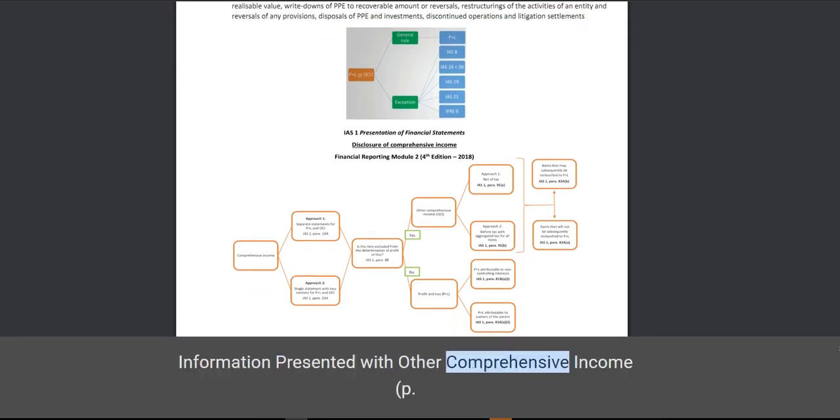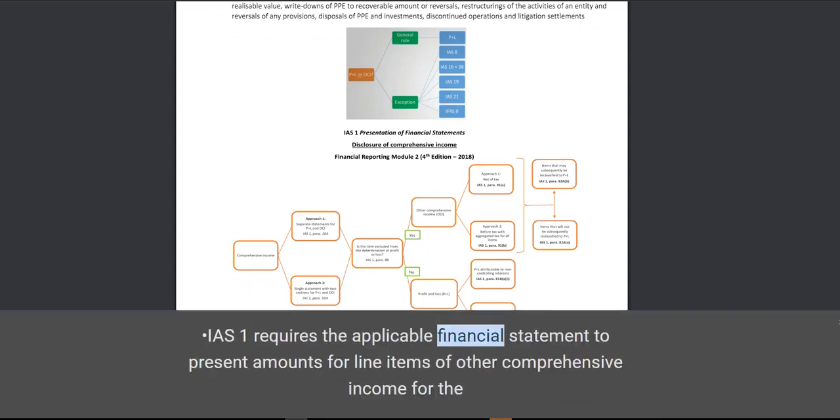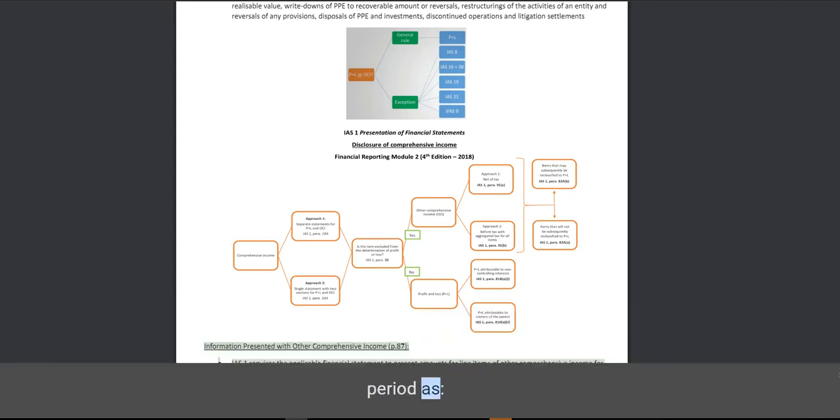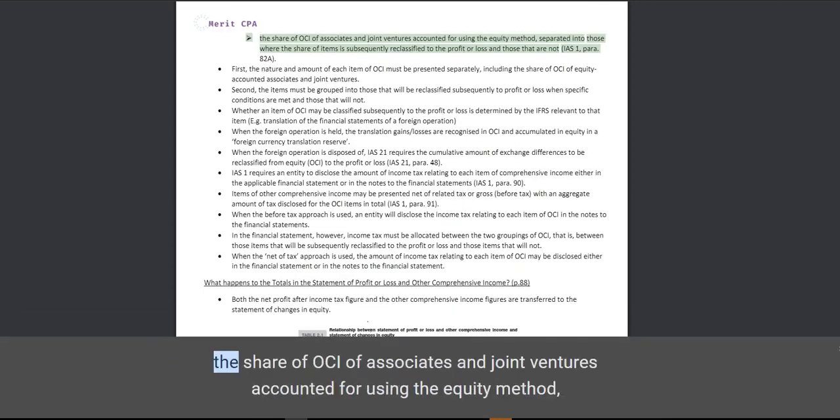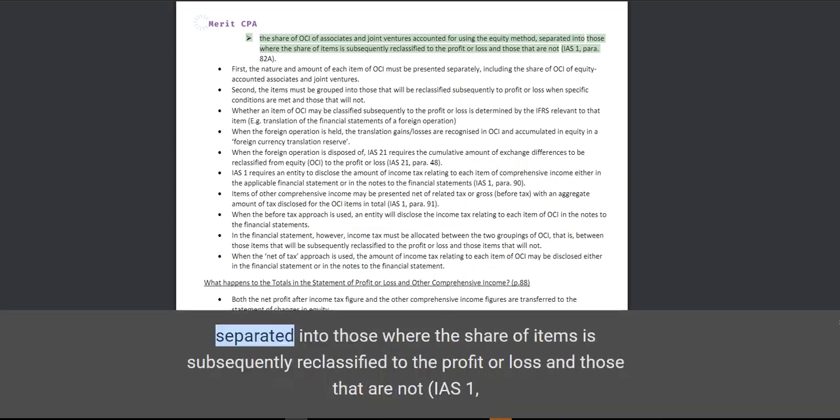Information presented with other comprehensive income. P.87. IAS 1 requires the applicable financial statement to present amounts for line items of other comprehensive income for the period as items of OCI classified by nature grouped into those where the items are subsequently reclassified to the profit or loss and those that are not. The share of OCI of associates and joint ventures accounted for using the equity method, separated into those where the share of items is subsequently reclassified to the profit or loss and those that are not.